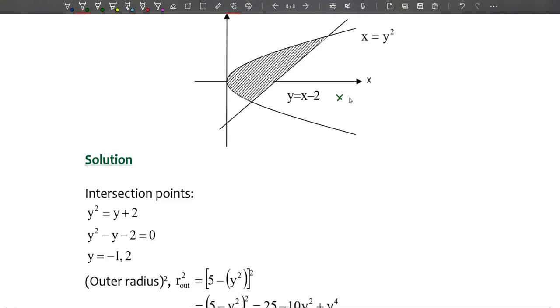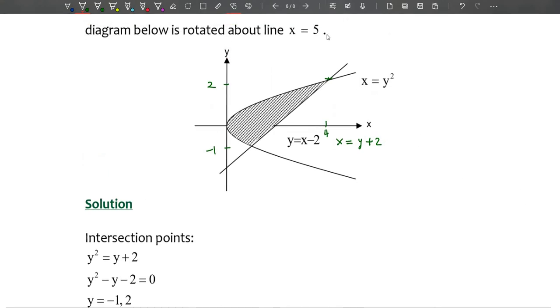All of this should be in terms of y, so x will be the subject. So we have x equal to y plus 2. Therefore, we have y equal to negative 1 and y equal to 2. This is negative 1 and here is y equal to 2. When we substitute y equal to 2, we have x equal to 4. Okay, that's where we know where we should draw the line x equal to 5.